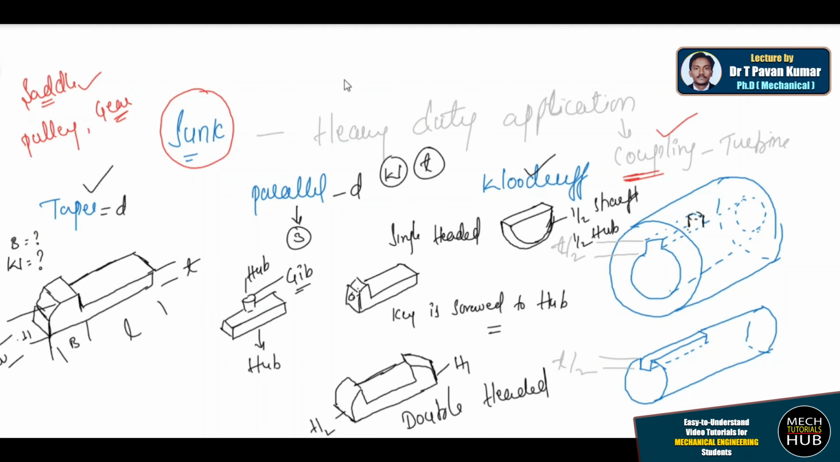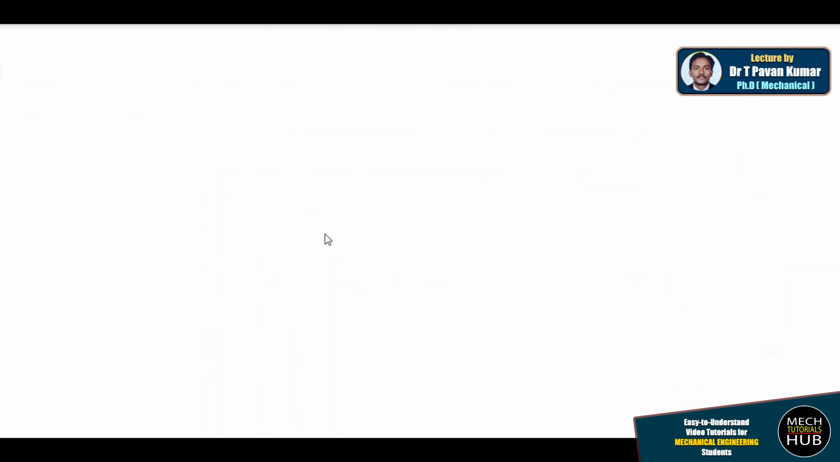And other than these sunk keys and saddle keys, a few other keys are also there, which are called the round key and the splined key. Okay, a round key is completely different from whatever we discussed just now. A round key is used after placing the shaft inside. There won't be any keyway provided for a round key.